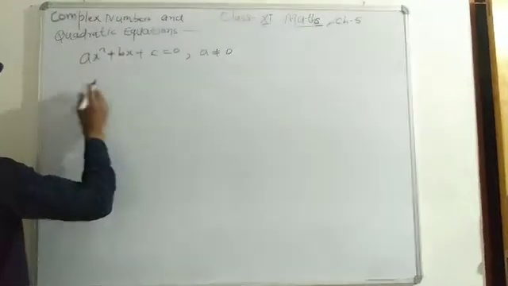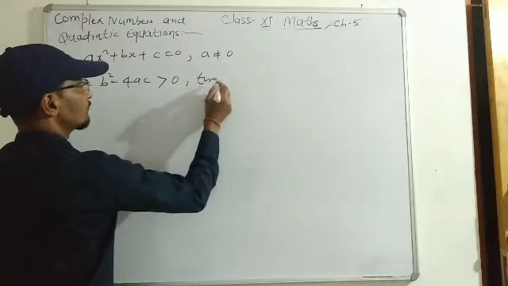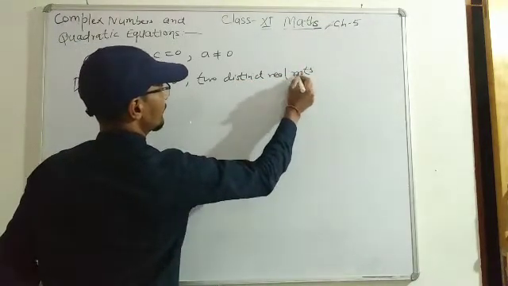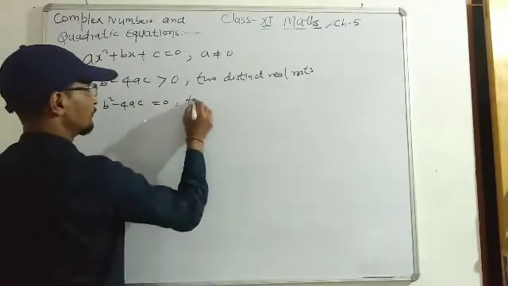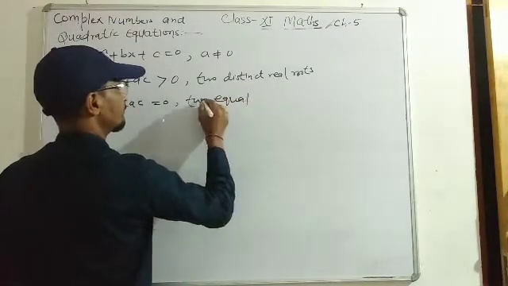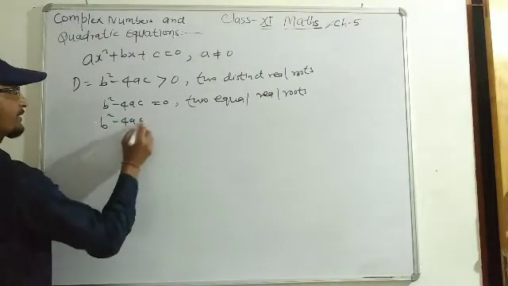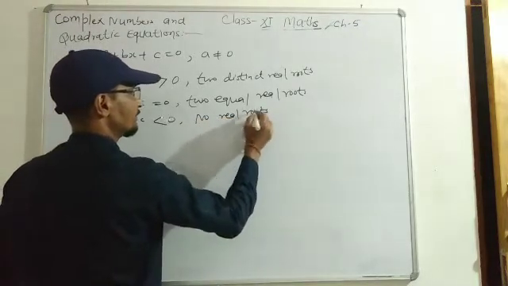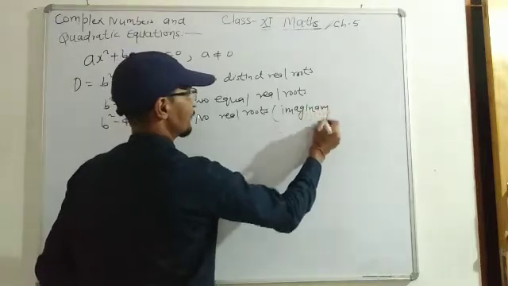Now we find the discriminant. If b square minus 4ac is greater than 0, we get two distinct real roots. You have studied this in class 10. If b square minus 4ac is equal to 0, we have two equal real roots. And third, if b square minus 4ac is less than 0, there are no real roots. We studied this calculation in class 10. No real roots means we can also say imaginary roots.